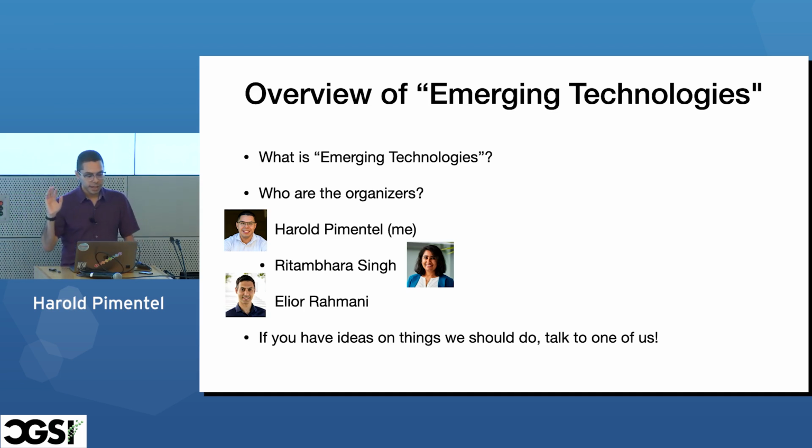Who are the organizers? Me, Harold, Ritambra Singh, who's sitting up in the front here, and Elior, who is also sitting right next to her. And so why is this important?